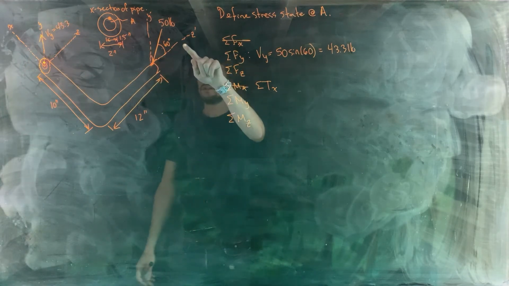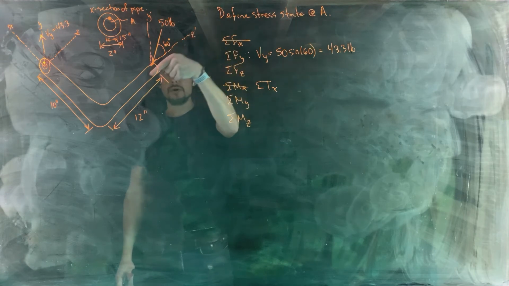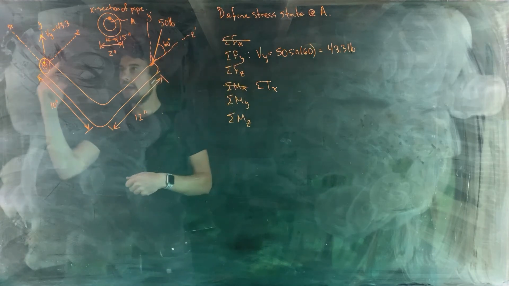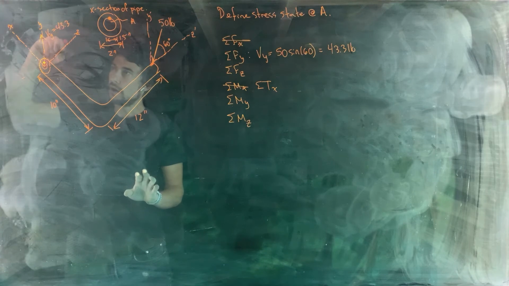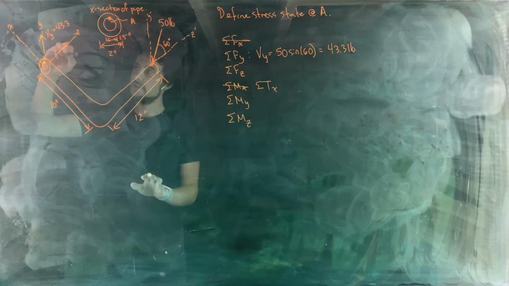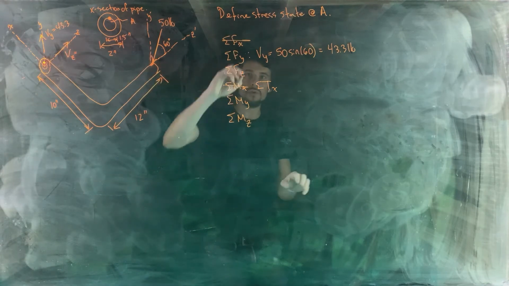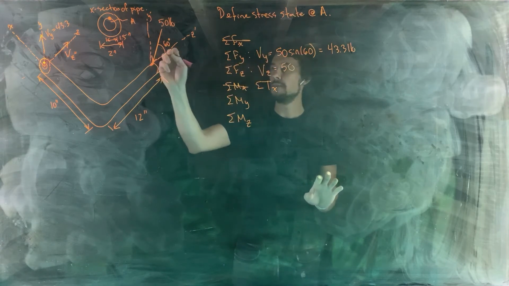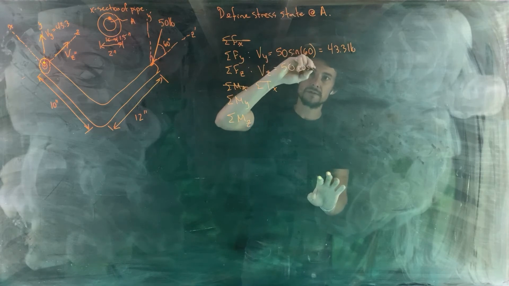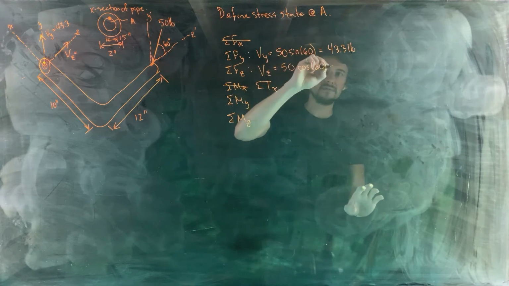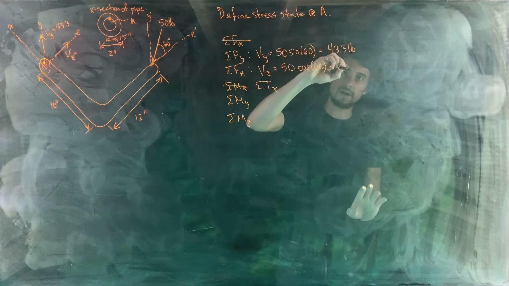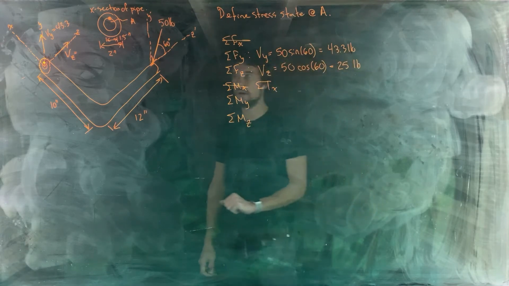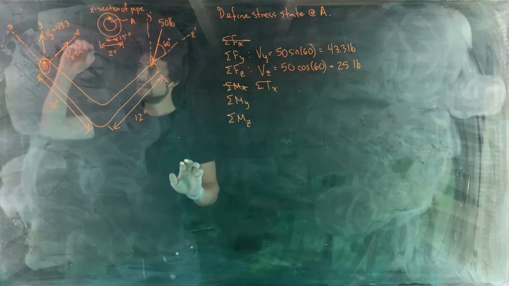All right, in the z direction, yep, we have a z prime component there, so we need to have a z component here. There we go. This is also parallel to our cut section, so this is V subscript z, and its value will be 50 multiplied by the cosine of 60. That's an easy one because the cosine of 60 is 1/2, so we've got 25 pounds there.